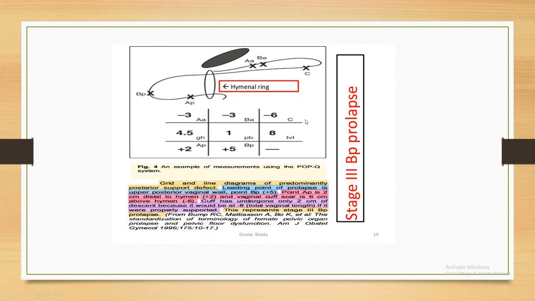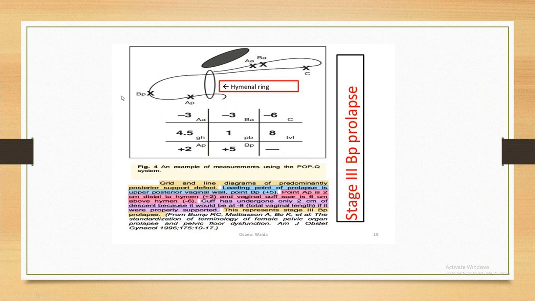Whenever you get any station with the grid given, because they may not give this picture, they will just give the grid, so you will not know exactly what it is. You have to imagine this picture in your mind. Whenever you are reading this grid, first see whether point D is there or not. If point D is not there, say it is post-hysterectomy vault prolapse.